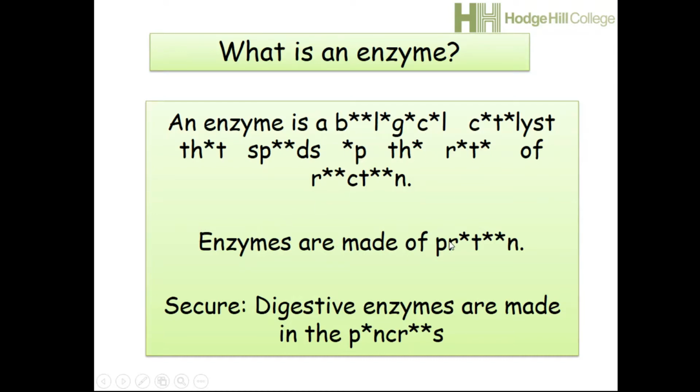Enzymes are also made of proteins. So that's what the actual structure is made up of. It's made up of proteins, not fats, etc. It's proteins. And then the secure is that digestive enzymes are actually made in the pancreas.